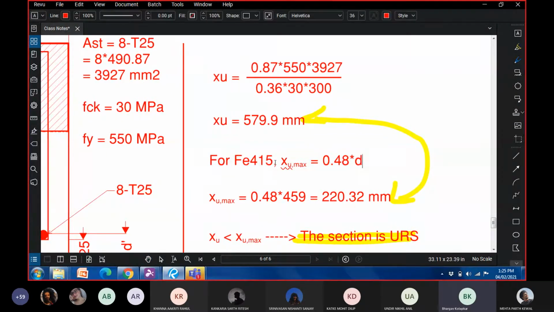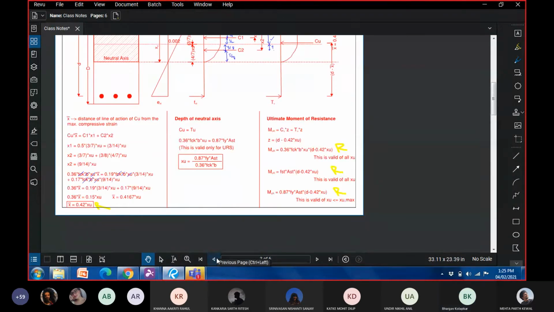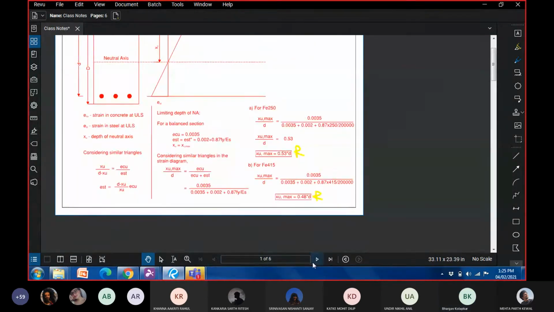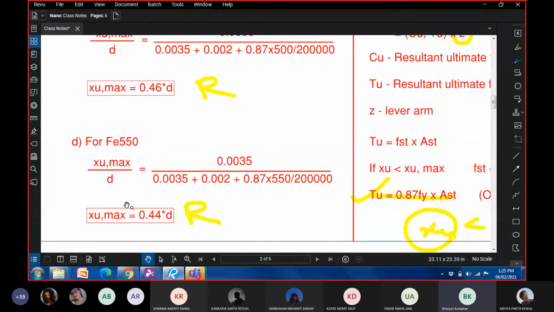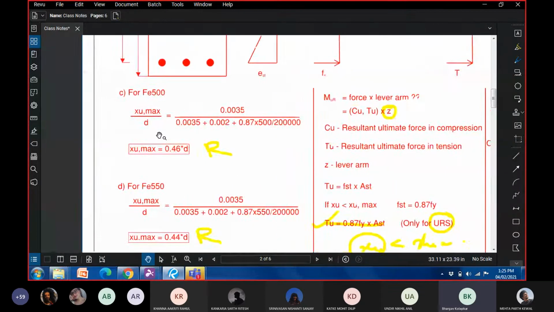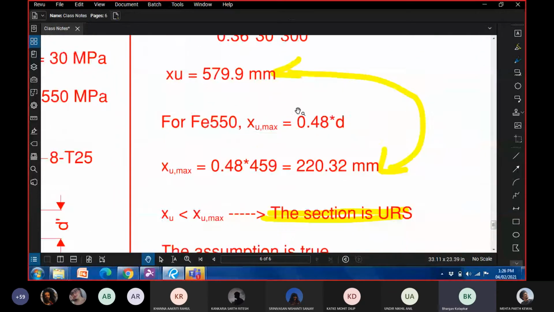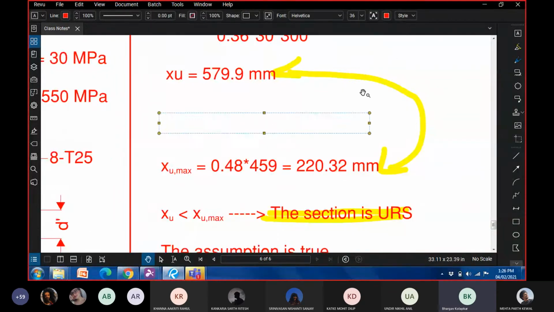Now, we have a set of values of XU max for different grades of steel. For Fe550, if I just go back to the page where we derived these values, the value of XU max is 0.44D. Okay, just a quick revision. For Fe250, it is 0.53D, Fe415 0.48D, Fe500 0.46D, and Fe550 0.44D. So 0.53, 0.48, 0.46, 0.44. So in this case, it will be 0.44 times the effective depth.